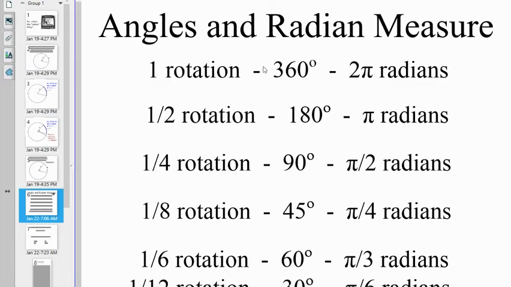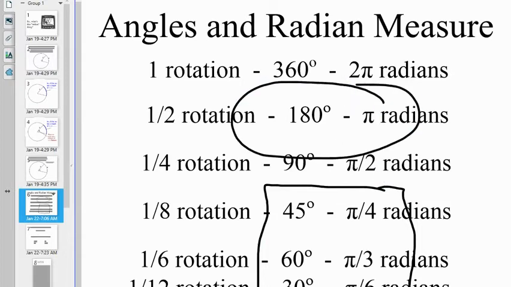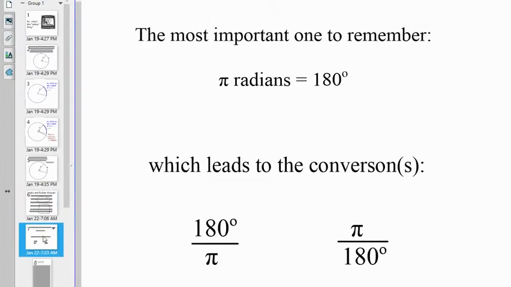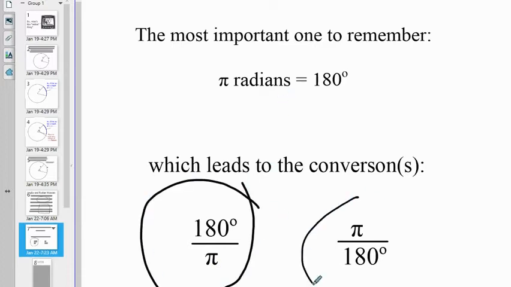These are the big three. 45 degrees is pi over 4. 60 degrees is pi over 3. 30 degrees is pi over 6. Those are the ones that you definitely want to commit to memory. But honestly, the one that's big is 180 degrees is pi, because that gives us a conversion. 180 degrees is pi. Pi is 180 degrees. This is our conversion. 180 degrees is the same as pi. Pi is the same as 180 degrees.